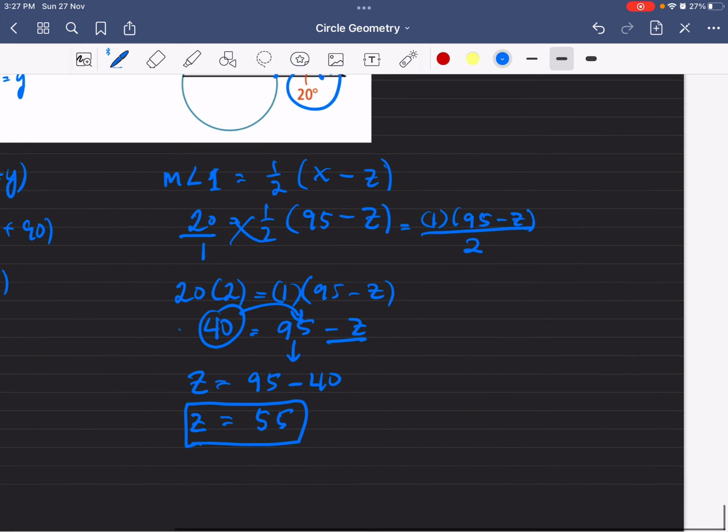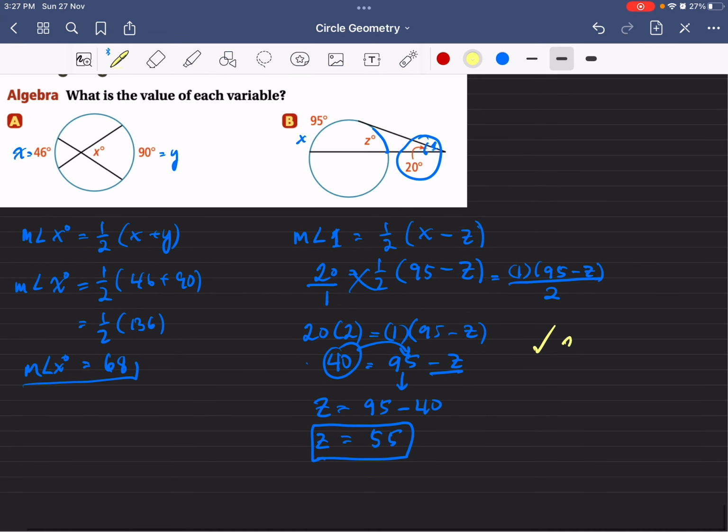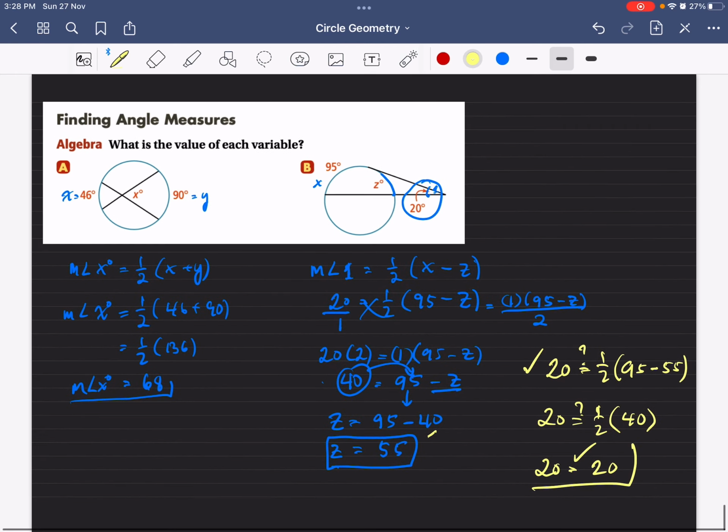Now let's recheck. The angle given is 20. Is it equal to 1/2 of 95 minus 55? We know that 95 minus 55 is 40, and 1/2 of 40 is going to give you 20, therefore it's correct. So that's as simple as that. I hope you understand this very well. Thank you.